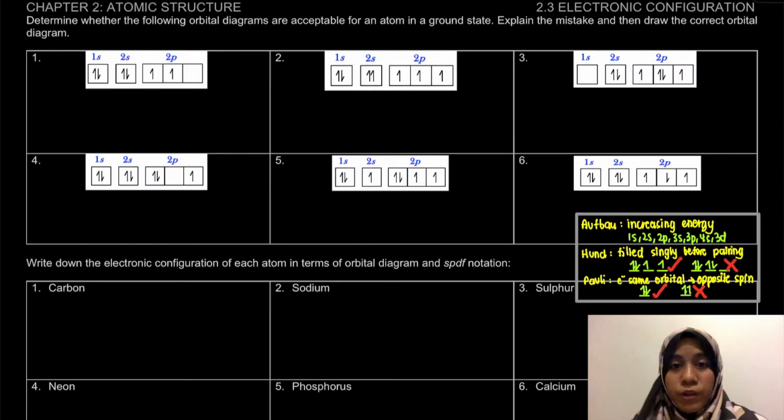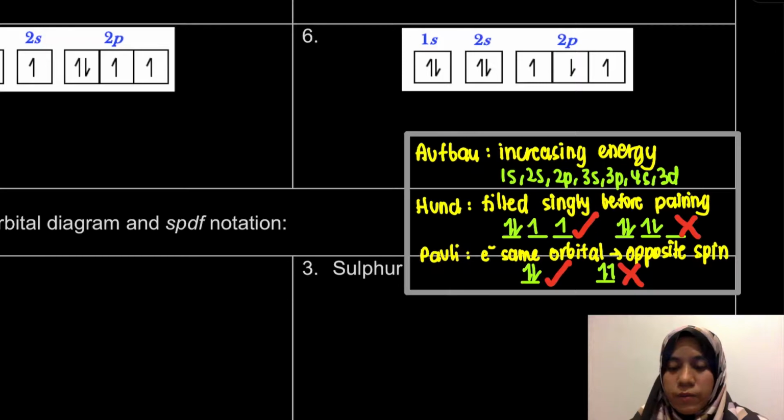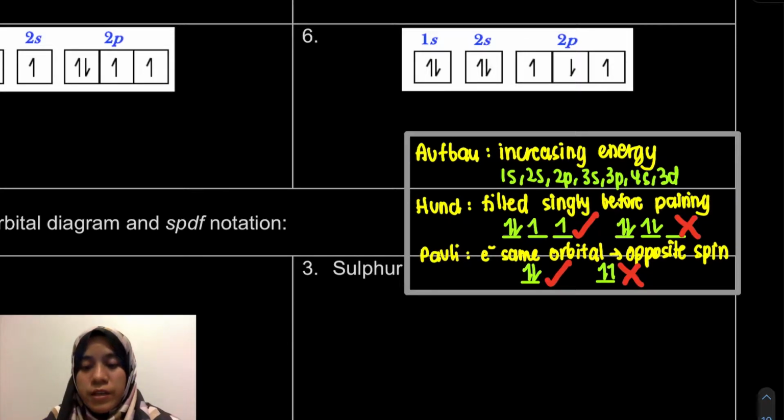Okay, before we look further into the question itself, let's do a bit of recap of what we have learned from the previous video. There are 3 rules that we must follow in order to write down the electronic configuration. Firstly, the Aufbau principle mentions that electrons must occupy orbitals in the order of increasing energy. So 1s, 2s, 2p, 3s, 3p. Here is a bit different. We're going to fill up 4s first, then 3d. Why? Later in the next video, I'm going to explain it further.